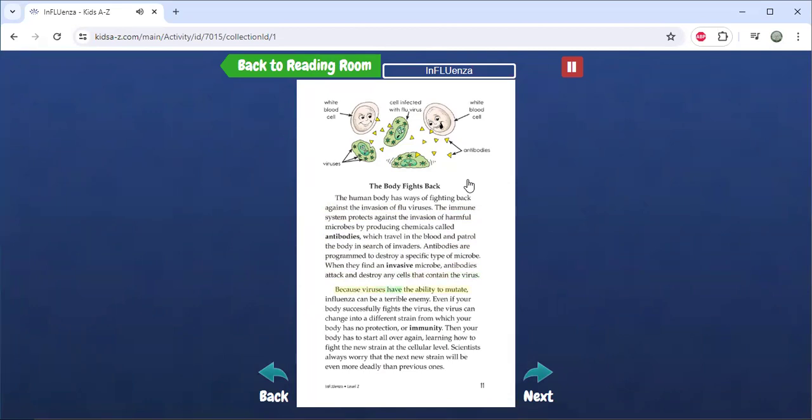Because viruses have the ability to mutate, influenza can be a terrible enemy. Even if your body successfully fights the virus, it can change into a different strain from which your body has no protection or immunity. Then your body has to start all over again, learning how to fight the new strain at the cellular level. Scientists always worry that the next new strain will be even more deadly than previous ones.